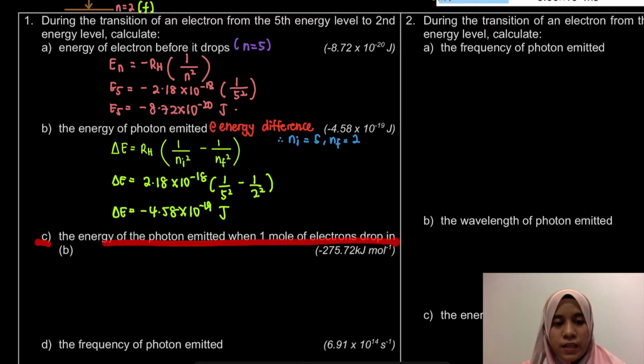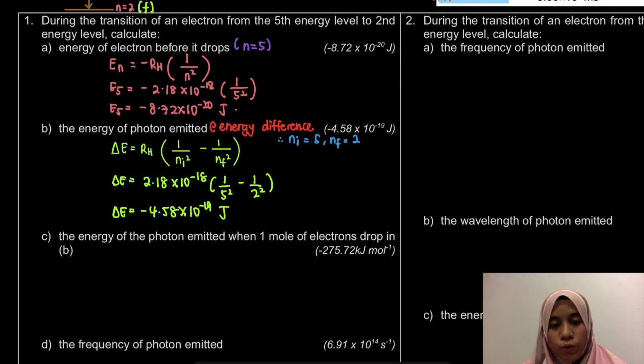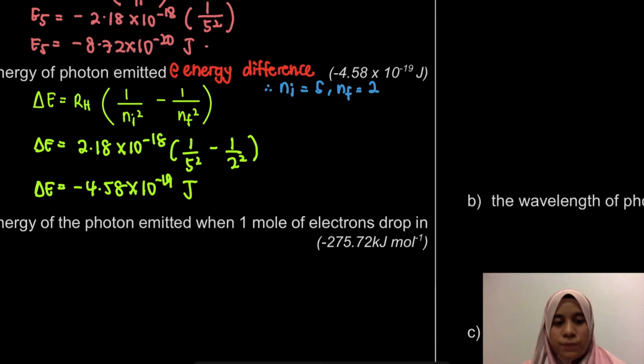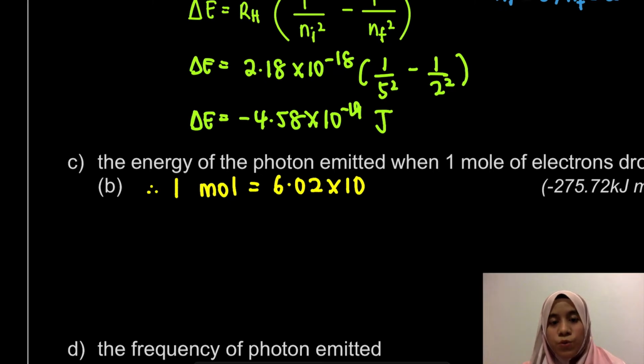Question C asks for when 1 mole of electrons drops. Question A and B are specifically for 1 electron, but here it is actually for 1 mole. So how do we calculate this? It's still the same, we look at our delta E. But 1 mole of electrons is equal to 6.02 exponent 23. This is based on your Avogadro constant, 6.02 exponent 23 atoms.